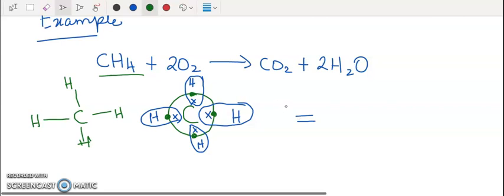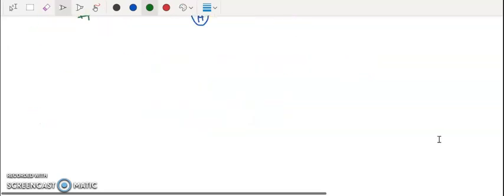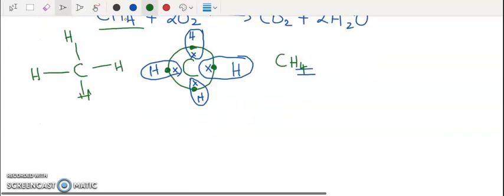Let me write that down. Now we're going to look at oxygen. And so oxygen, can you see that there are two oxygens? Oxygen is a double bond O.